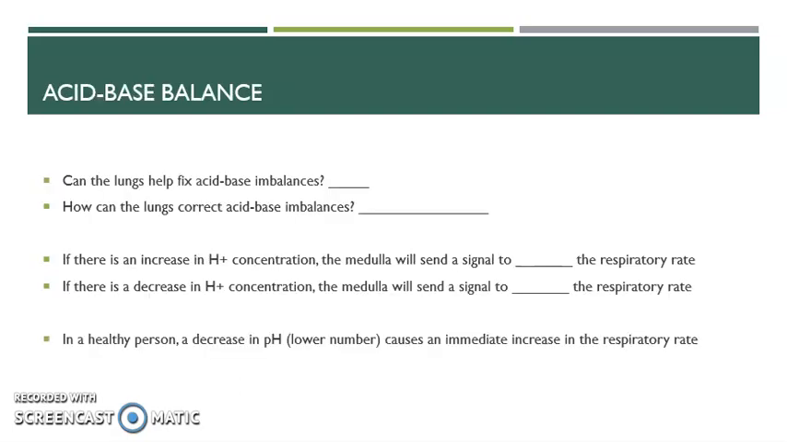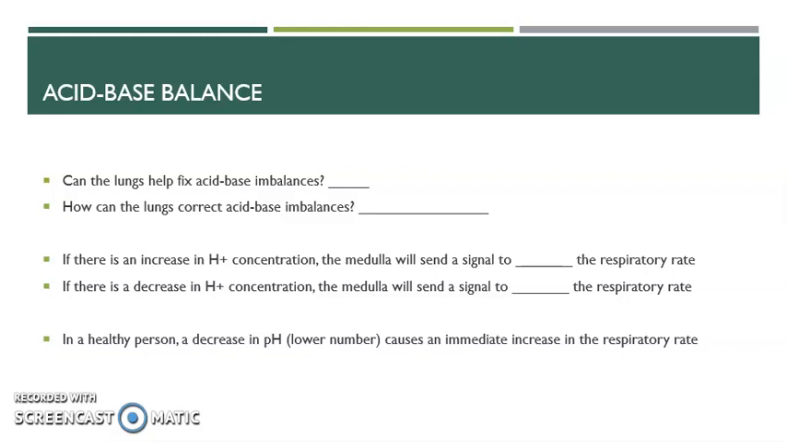Can the lungs help fix acid-base imbalances? Yes. How can the lungs correct acid-base imbalances? The lungs can breathe off carbon dioxide, which is an acid. If there is an increase in hydrogen concentration, which is an acid, the medulla will send a signal to increase the respiratory rate so the body can breathe off the acid faster.